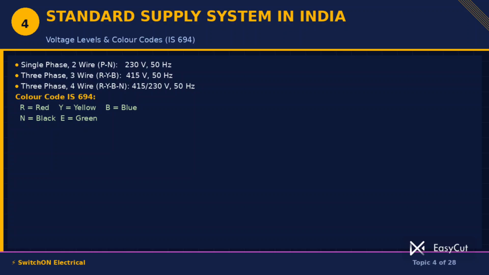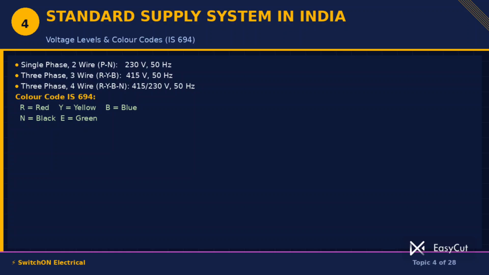But the incomer line is 3 phase. In that case, to have single phase you use 3 phase 4 wire, so that you can use RYBN as well as RN, YN, BN. Likewise you can use. The voltage between any 2 phases will be 415, whereas the voltage between phase and neutral will be 230 volt, and frequency will be 50 hertz.